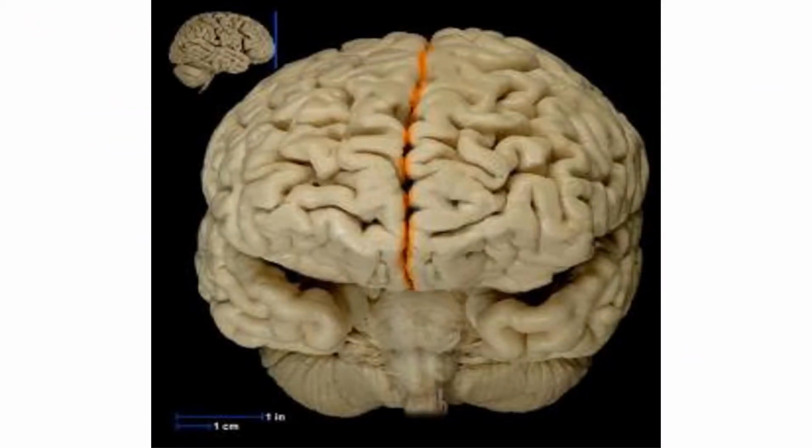Here is another view, and we can see that this sagittal fissure of the brain divides the brain into two cerebral hemispheres.